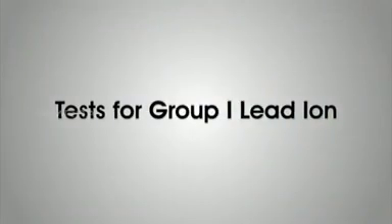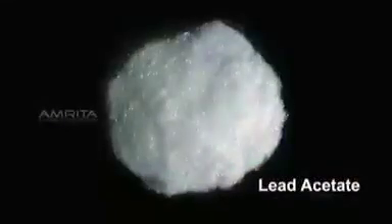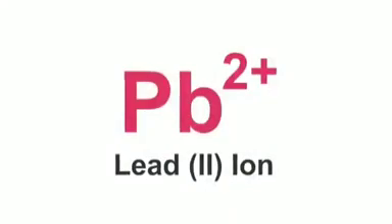Tests for Group 1 lead ion. Lead is a chemical element with symbol Pb. It is found in lead pencils and lead acid batteries. Lead is found in many salts like lead nitrate and lead acetate as lead-2 ion.